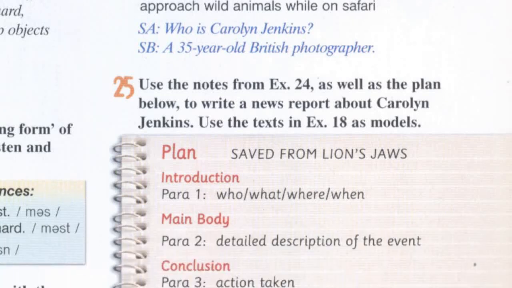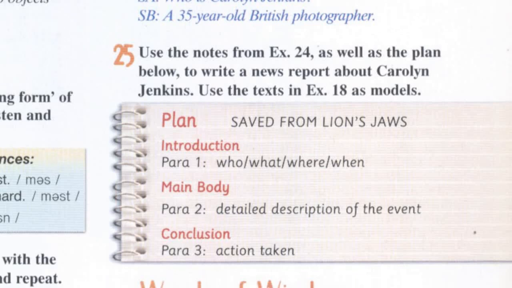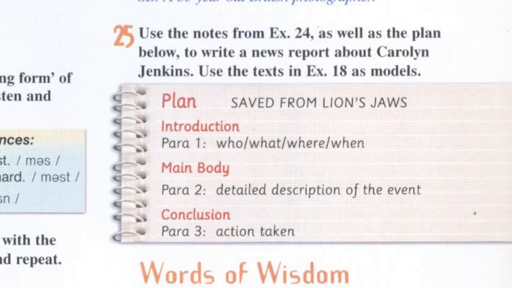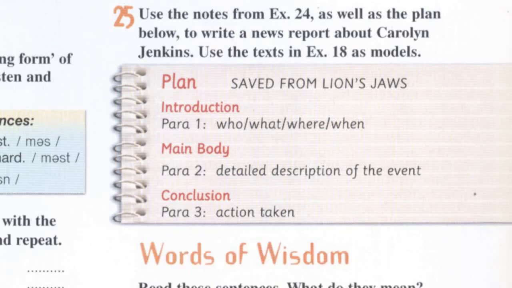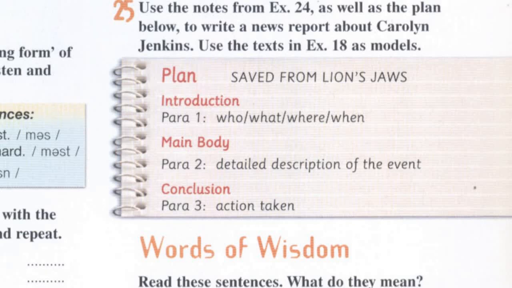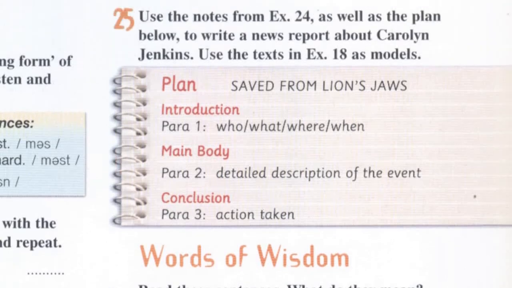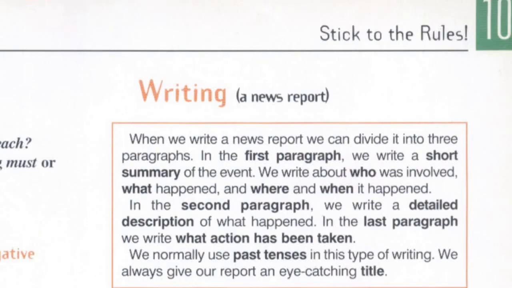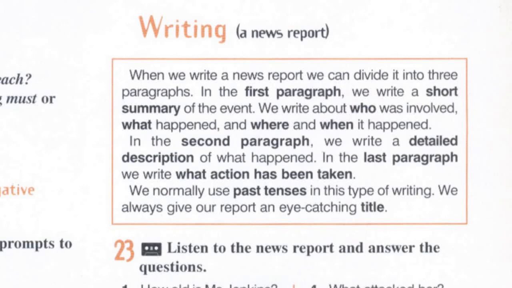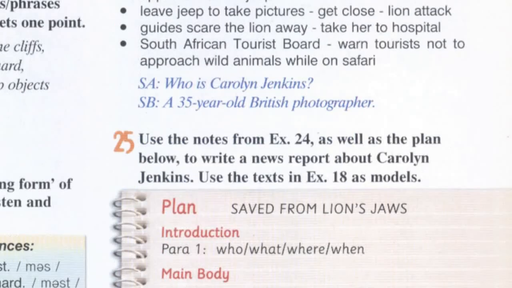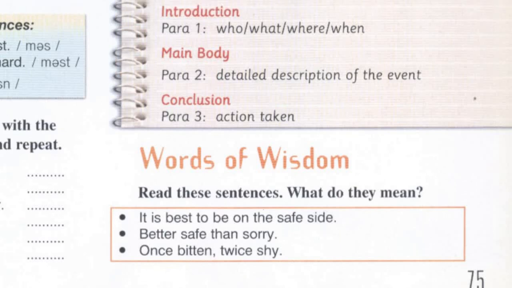Okay, if you remember, our rule is to have 3 paragraphs. We start with the introduction, then the second paragraph, the body of information, and then the conclusion, the things that come at the end. I want you to follow this order. If you need extra information, refer to the notes presented here. You can see it's divided into paragraphs, and write about Miss Jenkins here.